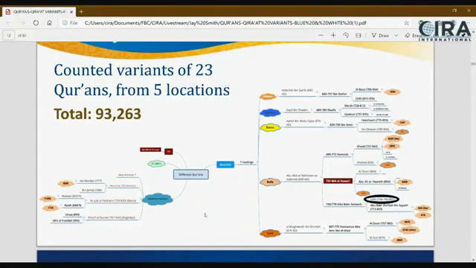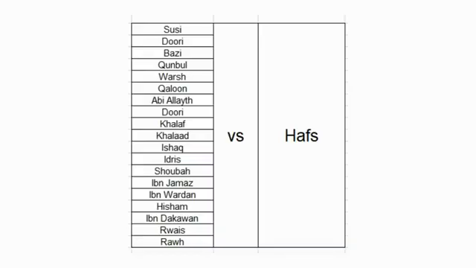Right? But you know what? I find something a bit fishy. I don't understand why did she choose to compare Hafs with all other 26 different Qurans. I mean, why didn't she, for example, compare Warsh with Hisham, or Ad-Duri with Qumbul?